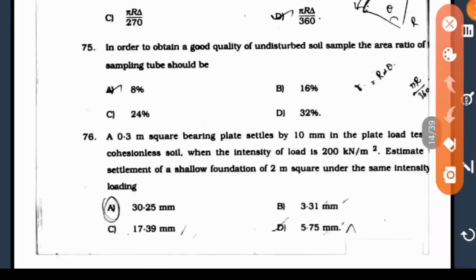Question 76. A 0.3 meter square bearing plate settles by 10 mm in the plate load test of the cohesionless soil when the intensity of the load is 200 kN per meter square. Estimate the settlement of a shallow foundation of 2 meters square under the same intensity of the loading. So for the bearing plate they have given the size and the settlement also, and for the foundation they have given the size alone and they asked for the settlement, and also they have given the load and they tell that it is same for both the cases.